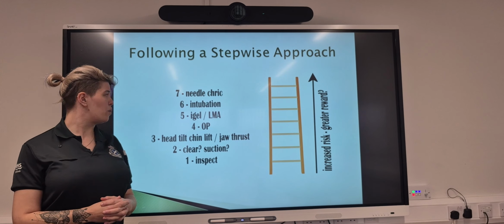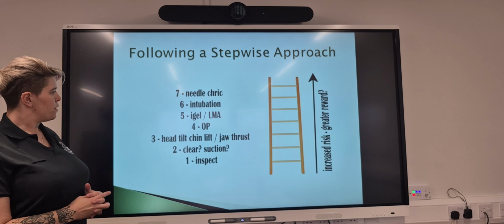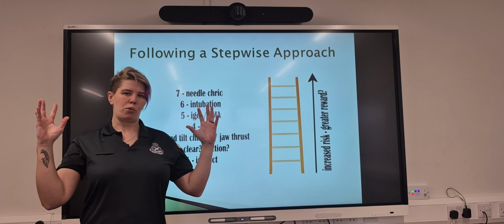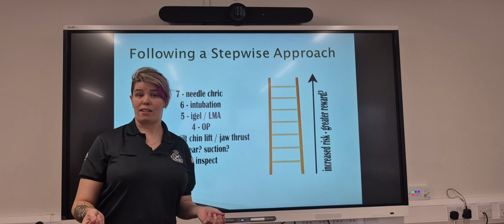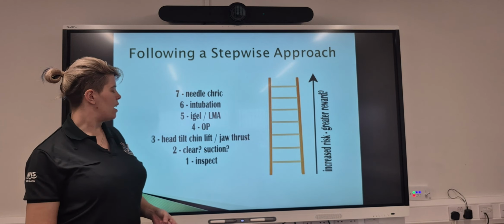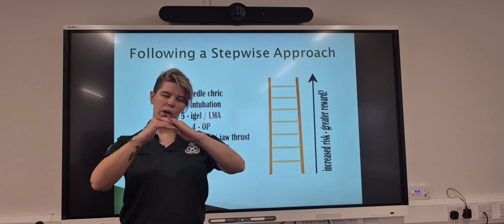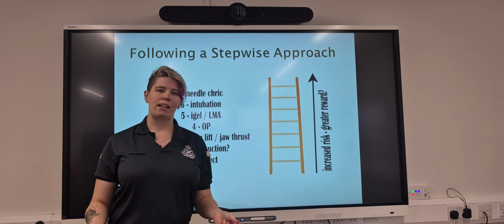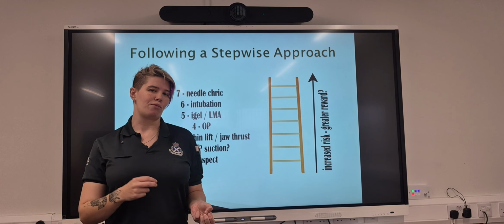So why do we follow a stepwise approach to airway management? The reason is that often the simplest, most basic method can be the most effective. We look at airway management as a ladder. So we start at the bottom and we work our way up. As we work our way up, we may gain a greater reward, but with that comes an increased risk.